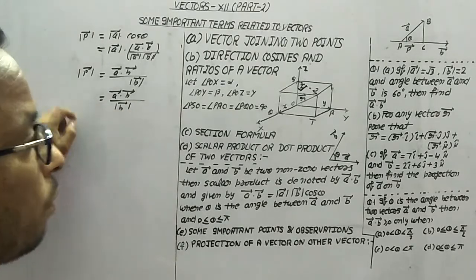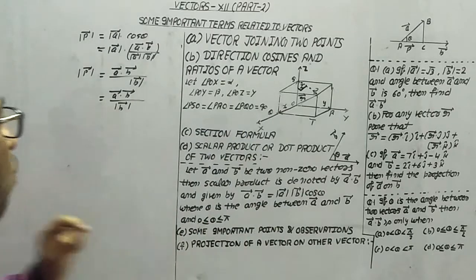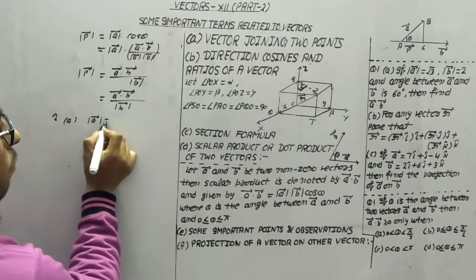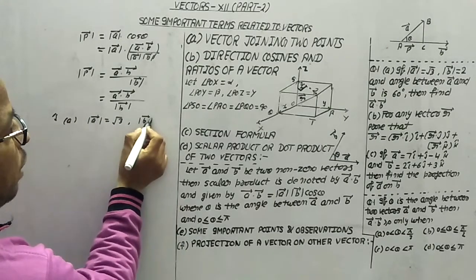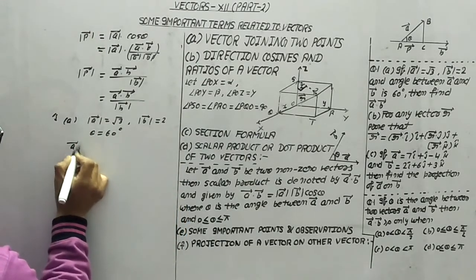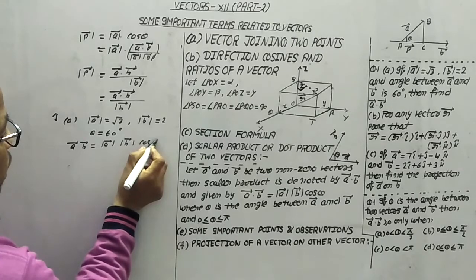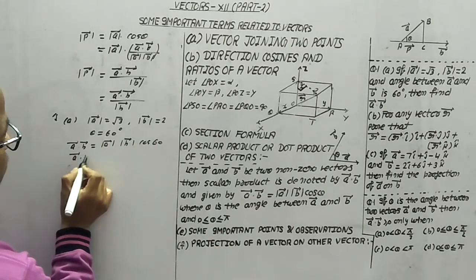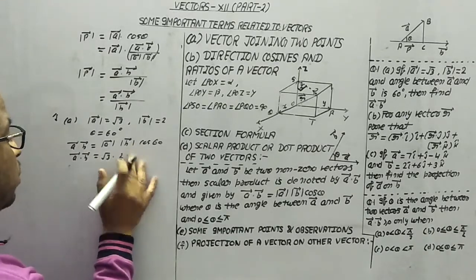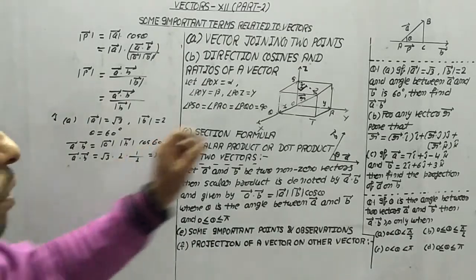Now come to solve a few questions. How will we do the solution? In question number 1, part A, we are observing that the magnitude of A is equal to root 3, the magnitude of B is equal to 2, and the angle between them is 60. Find A dot B. Now A dot B is equal to magnitude of A, magnitude of B into cos theta. It means this is cos 60. So A dot B is equal to root 3 into 2 into cos 60, and cos 60 is 1 upon 2. Therefore the 2s cancel out, and this is the A dot B for this part.